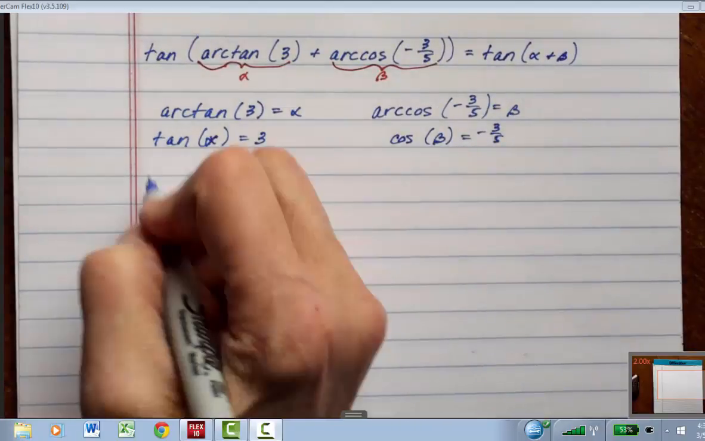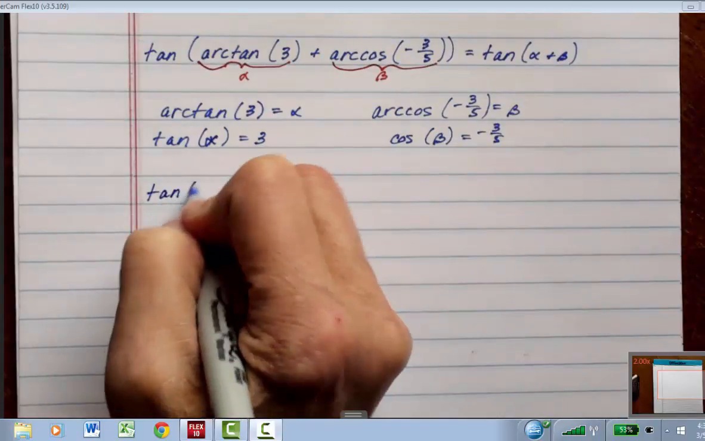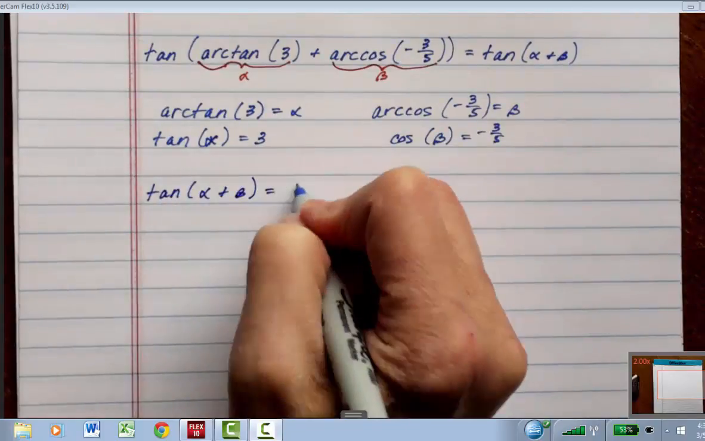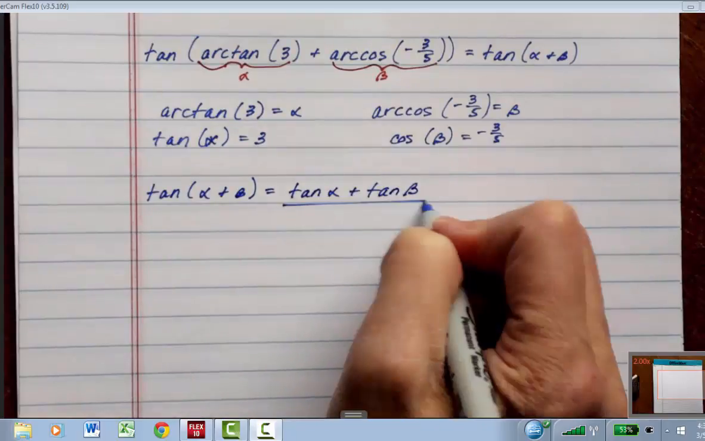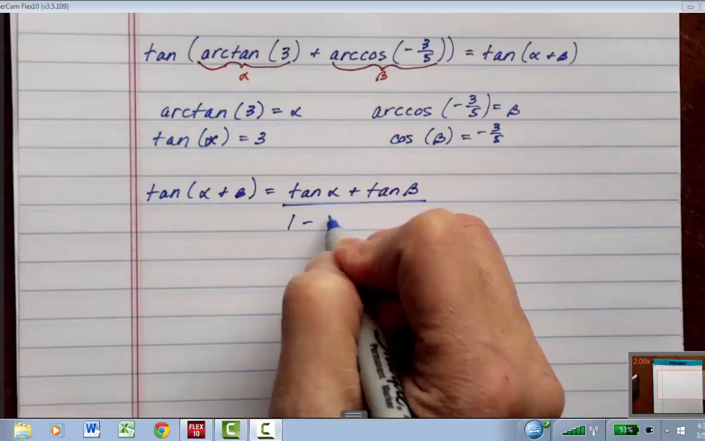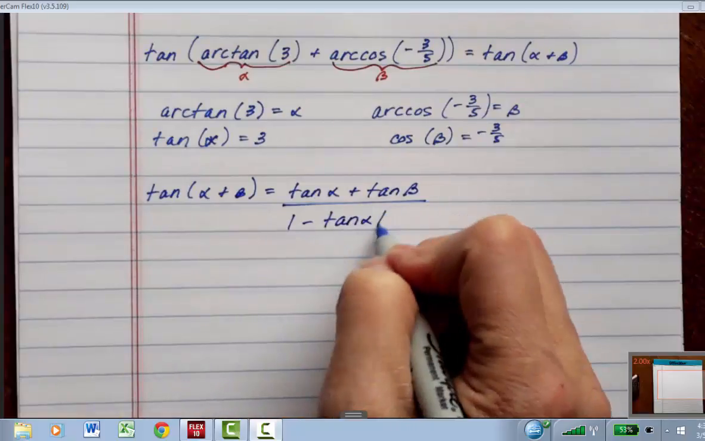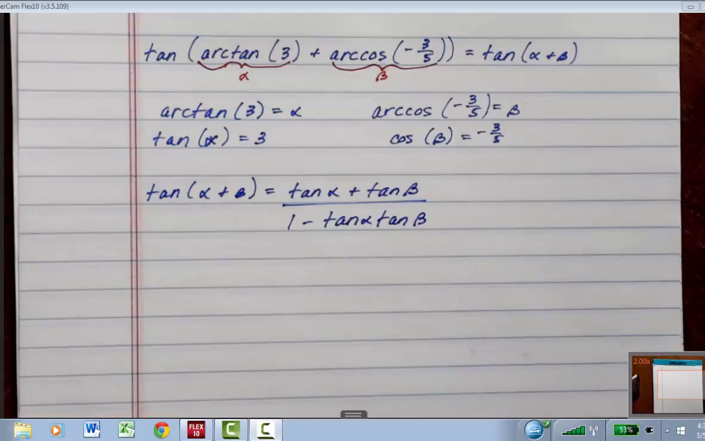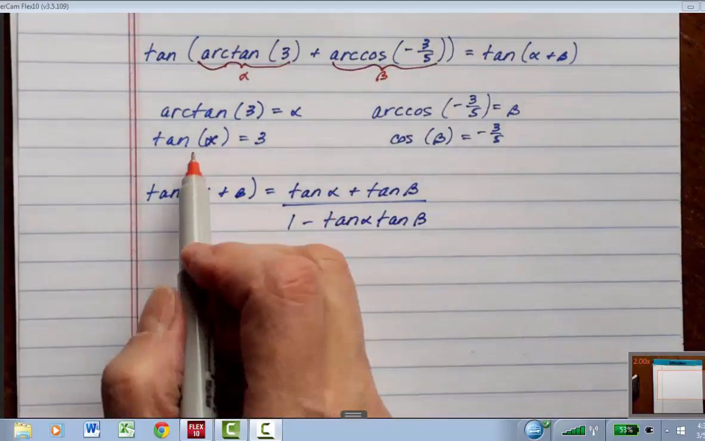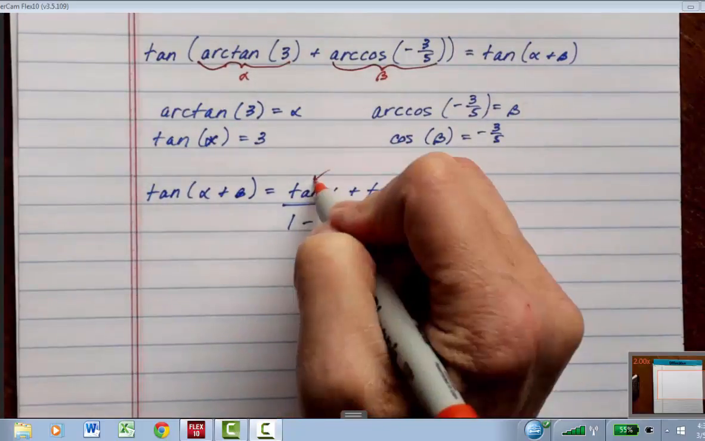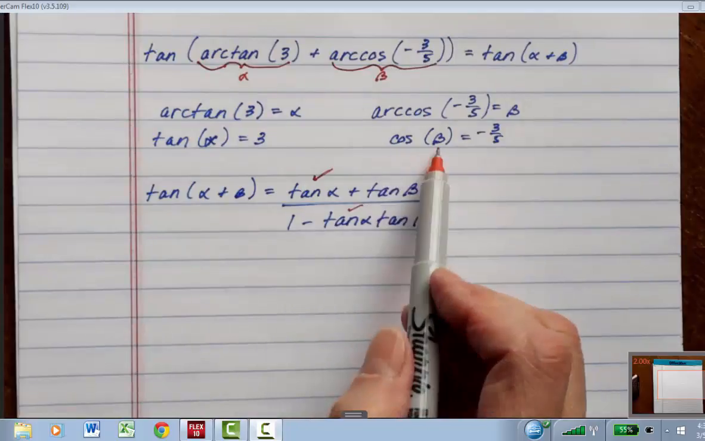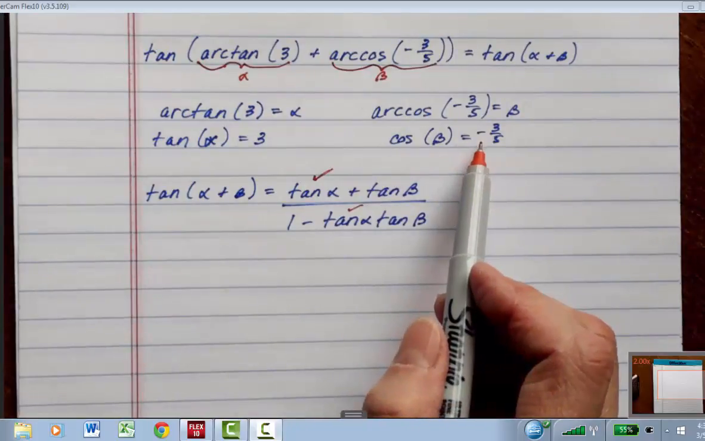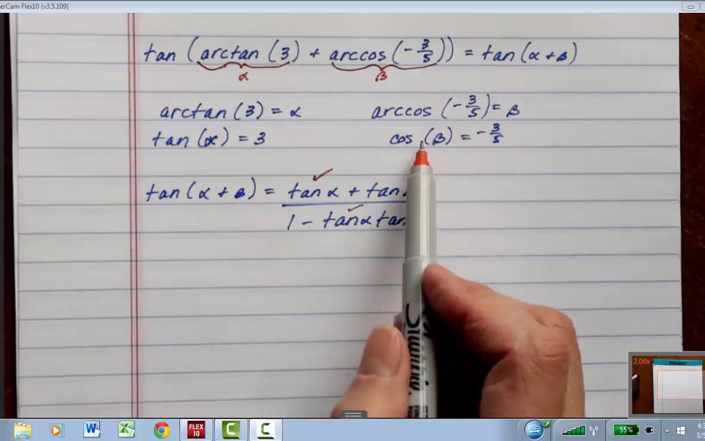Remember that the tangent of alpha plus beta is equal to the tangent of alpha plus the tangent of beta, all over 1 minus the tangent of alpha times the tangent of beta. The tangent of alpha we've already found. So we just need to find the tangent of beta. Well, we know that the cosine of beta is equal to negative 3/5, so from that, we'll be able to figure out what our tangent is.